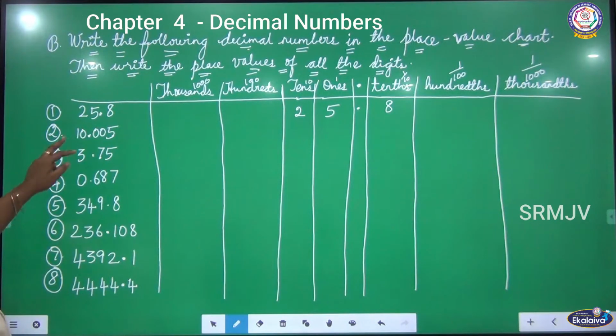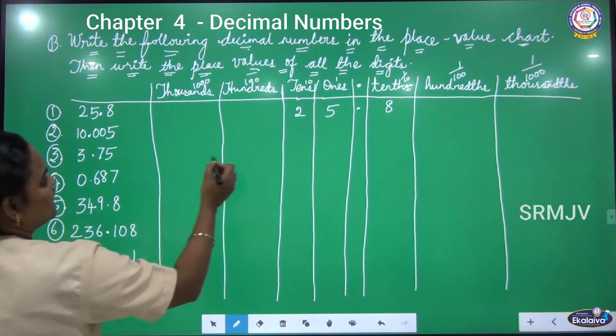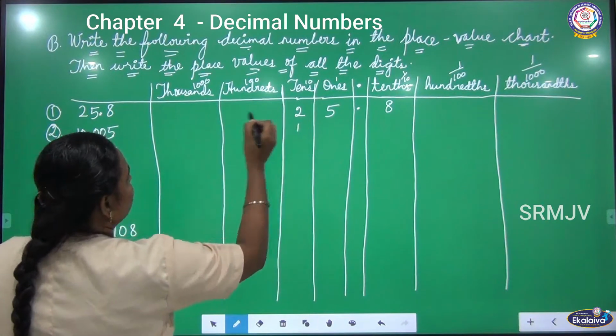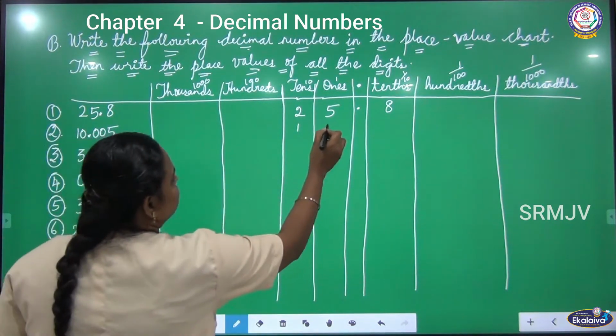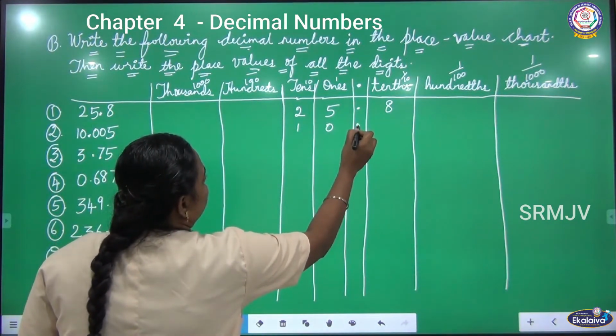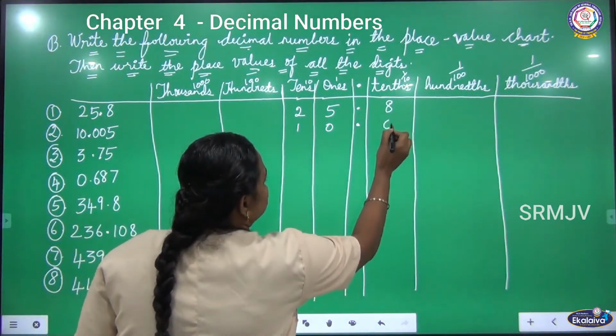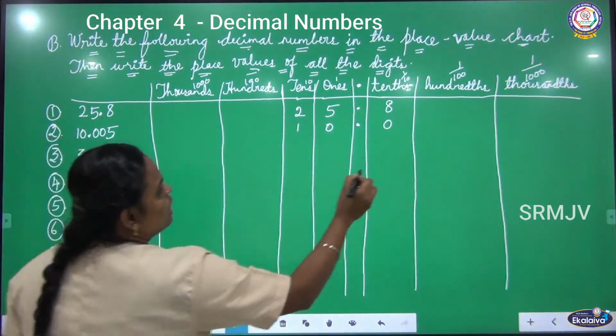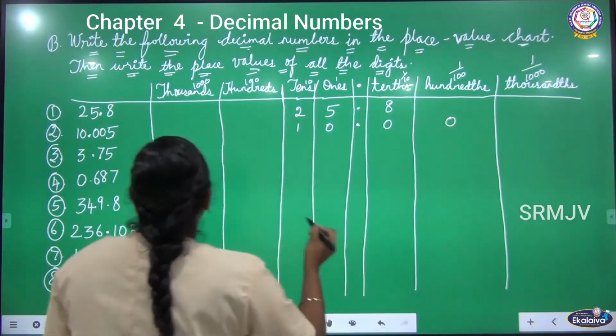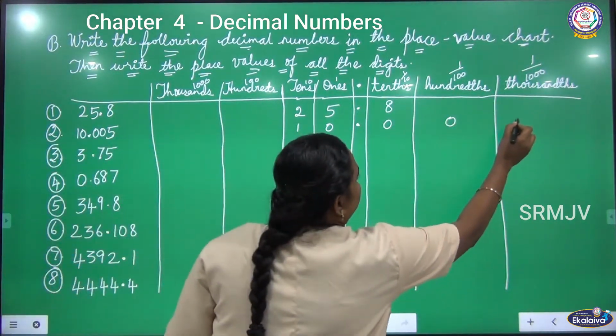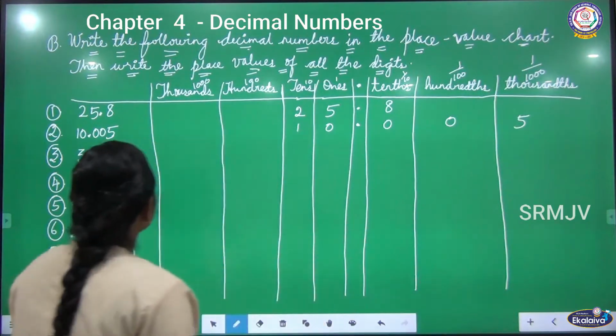Next, 10.005. So what is the place value of 1? Place value of 1 is 10. Then place value of 0 is ones. Then put the dot, decimal, and then 0 is in tenth place. Next 0 is in hundredth place. Next 5 is in thousandth place.